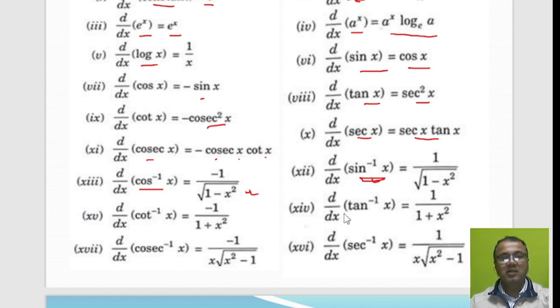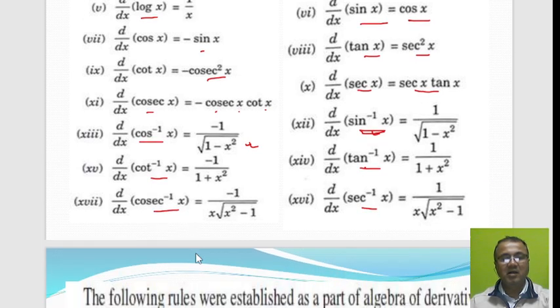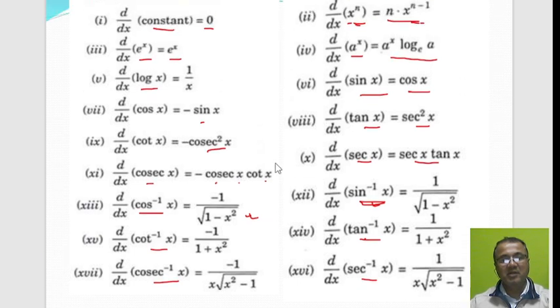Okay. So similarly, you can find the derivative of tan inverse x, cot inverse x, sec inverse x, cosec inverse x. All functions you can find the derivatives. So all these are the basic formulas of derivatives, and you have to know all the formulas. If you remember all these formulas, you can easily do the derivative portions.